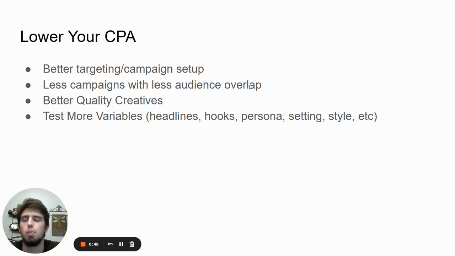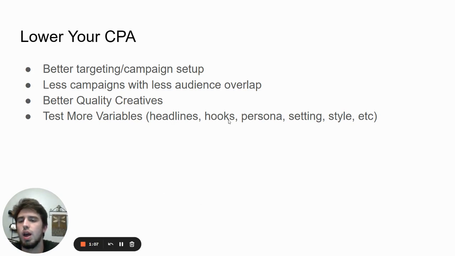If you're using bad targeting, like maybe you're targeting really, really small audiences, for example, then you may see bad results and it may affect your CPA. So having the right targeting and having the proper campaign set up is one way you can lower your CPA.